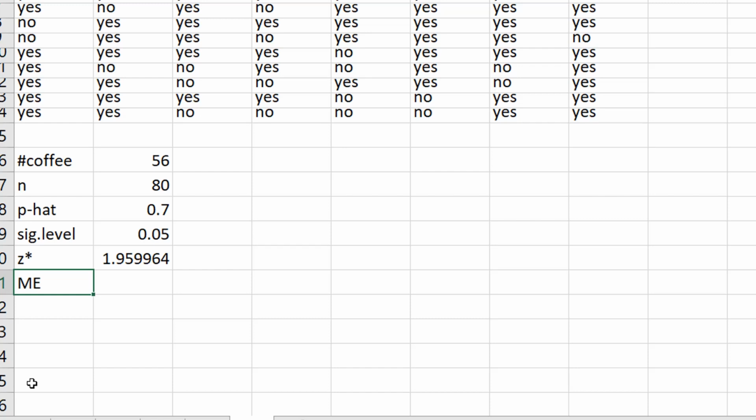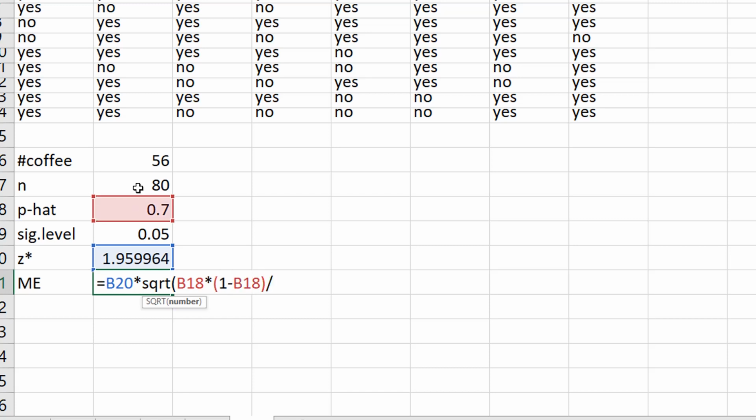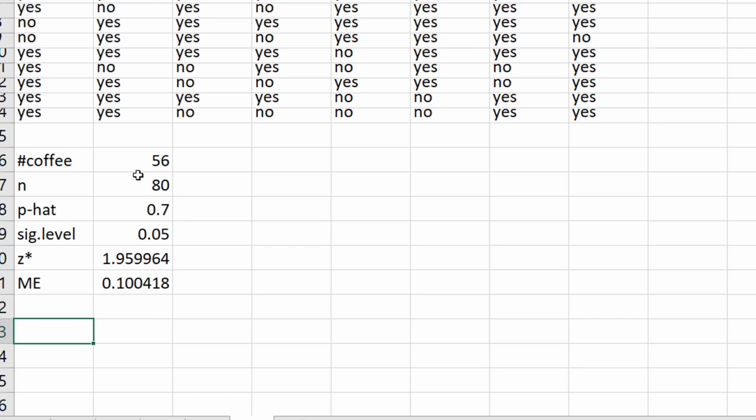Okay, and then the margin of error is going to be calculated as my Z star times the standard error, the square root of P hat times 1 minus P hat divided by the sample size. And so my confidence interval lower bound is going to be my P hat minus this margin of error. The upper bound is the P hat plus the margin of error.